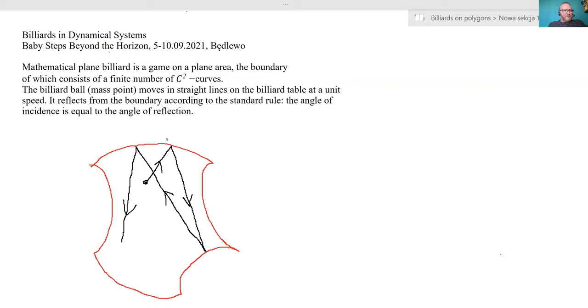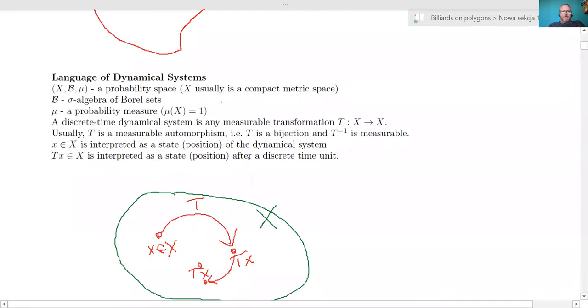So mathematical billiards are a subject of interest in mathematical physics, partial differential equations, and above all in dynamical systems. And I'm going to present some aspects of the theory of mathematical billiards from the point of view of dynamical systems. In particular, my emphasis will be on billiards on polygons, because my research is somewhat related to this topic. But first I would like to start by introducing some elements of the language of dynamical systems and ergodic theory, and it will take me probably the first hour of the talk.